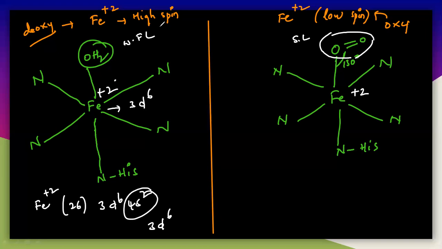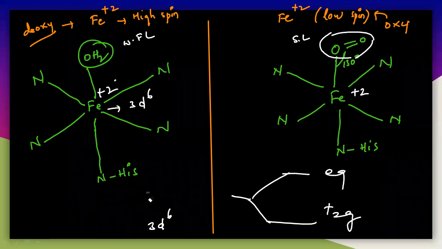So let us write the crystal field splitting orbitals for it. If you write the octahedral splitting pattern, you will get two sets of orbitals like this. This is the Eg orbital and this is the T2g orbital. You know that, and here I will write that also.